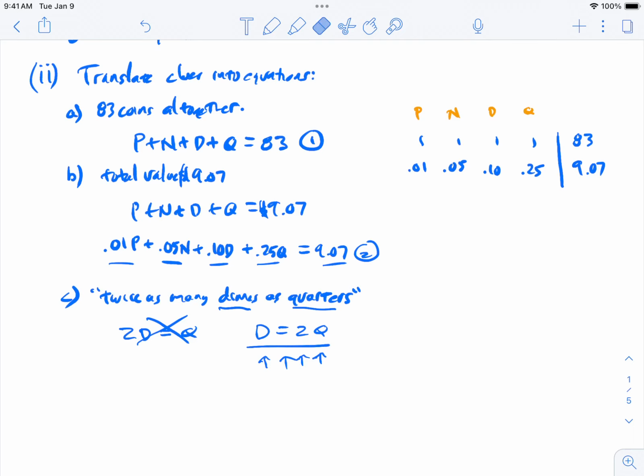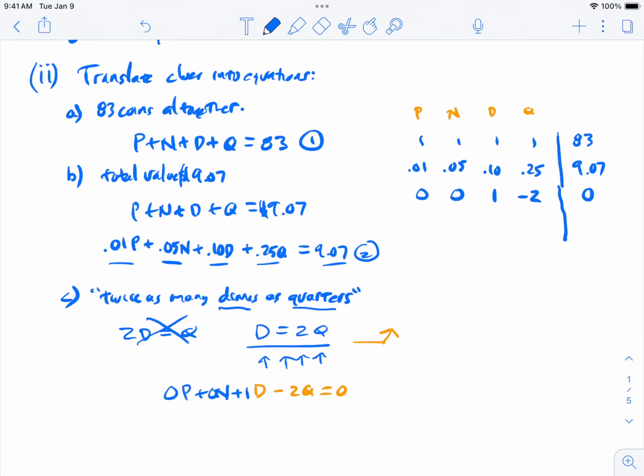Now, because we want to code it, let me switch colors again. Because we want to code it into the matrix, what we should do is subtract the 2Q on both sides and have it equal 0. Now, what are our coefficients here? Well, we don't have any pennies, so that's like having a 0 times the number of pennies. We don't have any nickels, so that's like having a 0 times the number of nickels. This is a 1 times the number of dimes. This is a minus 2 times the number of quarters, and then on the other side we've got a 0.